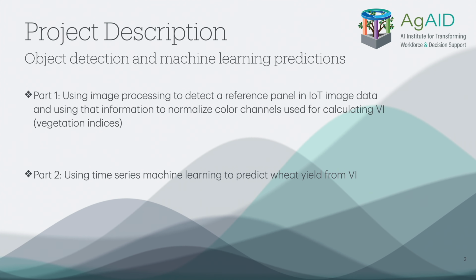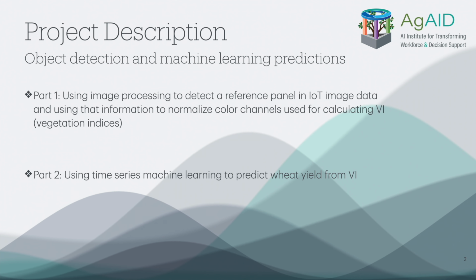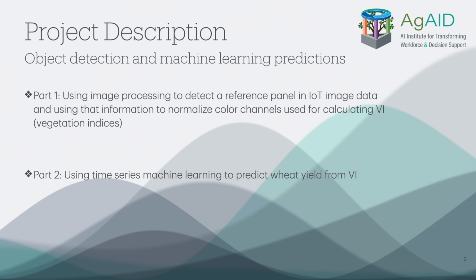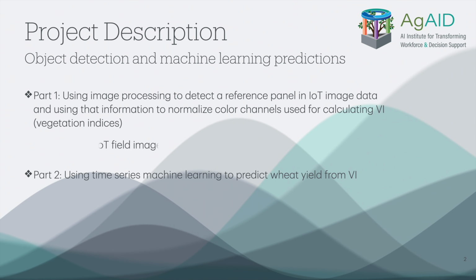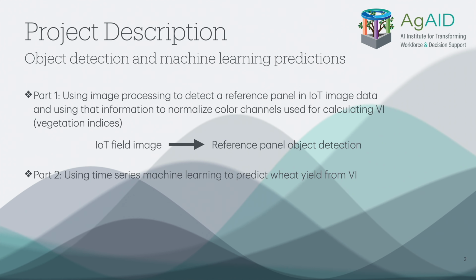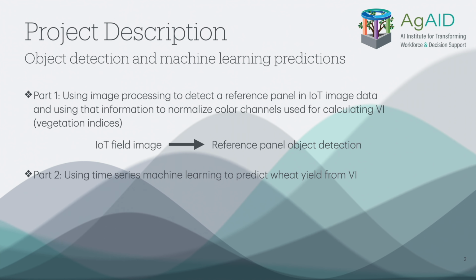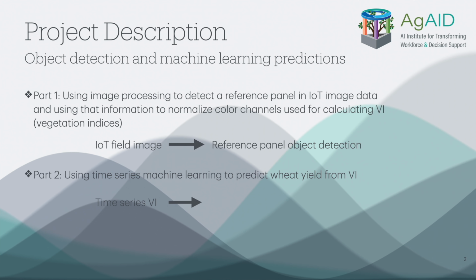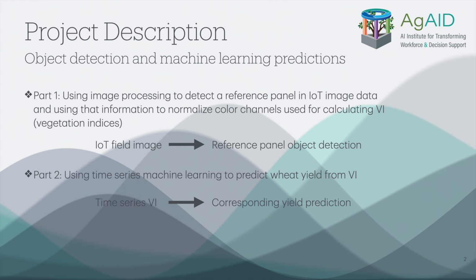My project involved the process of using IoT images to predict yield. I primarily focused on two steps of the process. The first was creating a framework to detect reference panels in IoT images that can be used to calculate VIs, or vegetation indices. The second involved developing a model that could utilize time series VIs to predict yield.